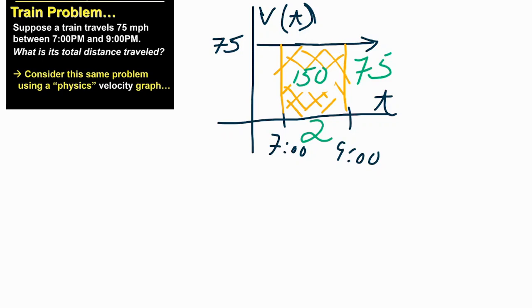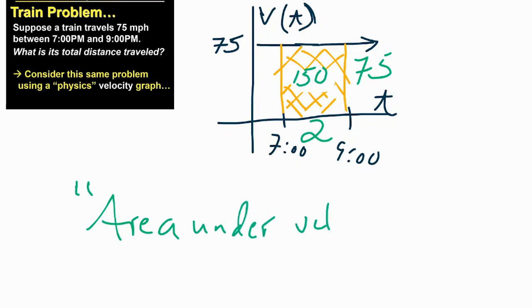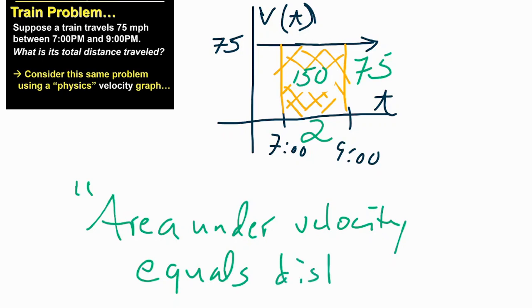That may be something that you want to make note of, that the area of this velocity graph, or maybe more specifically the area under this velocity graph, is equal to distance, or distance traveled.